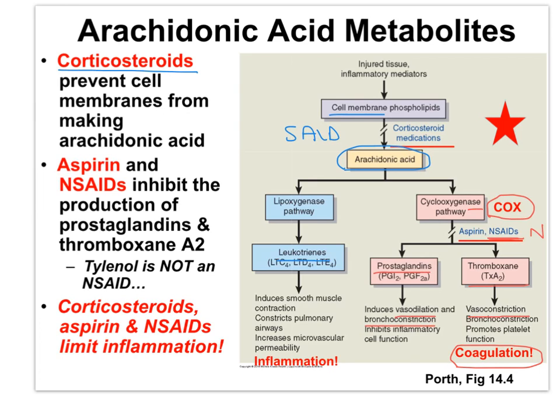So a classic example of a COX inhibitor, an NSAID, is aspirin, ibuprofen as well. Tylenol is not an NSAID. It does not act on this activity. So you need to know that corticosteroids stop the production of all of these molecules. Aspirin and other NSAIDs inhibit just the production of the prostaglandins and thromboxane. So these guys are all molecules that help limit inflammation. If we are taking either SAIDs or NSAIDs, we're trying to stop this process and decrease inflammation. And that works very well. All of those molecules do that very effectively.